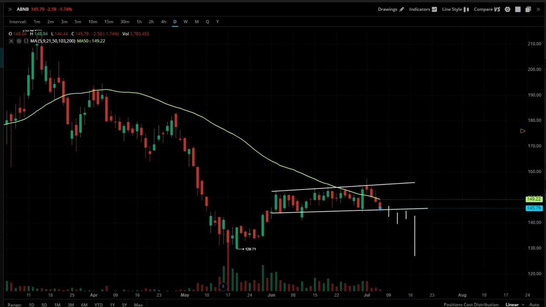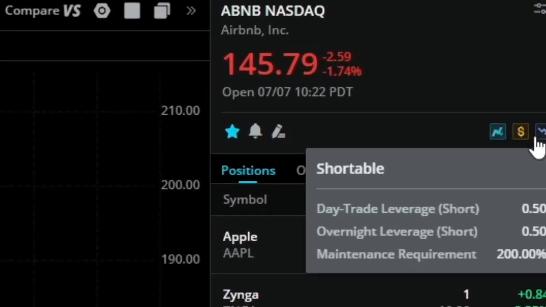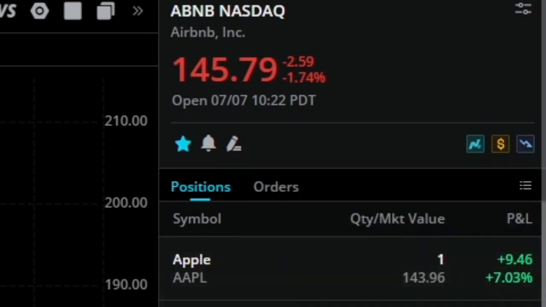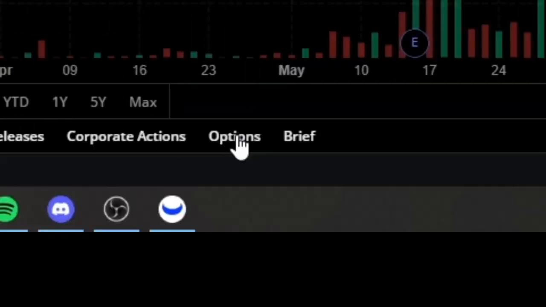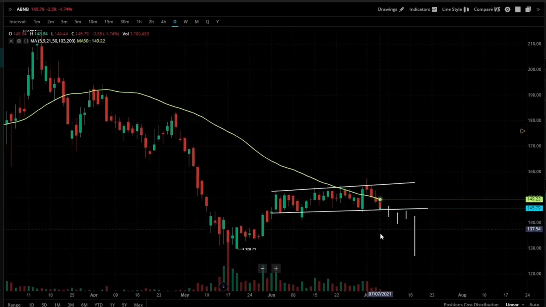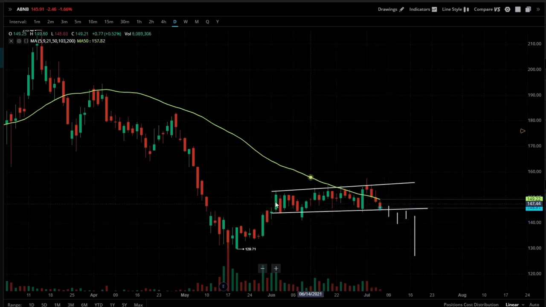Also, you can short with Webull right here, shortable. There you go, those are your requirements. Or what I like to do is play options and get some leverage, and for an options play, that would be a put.